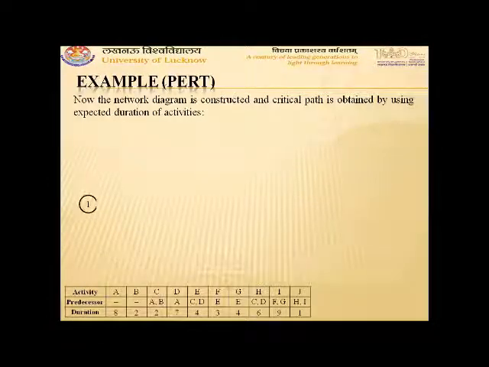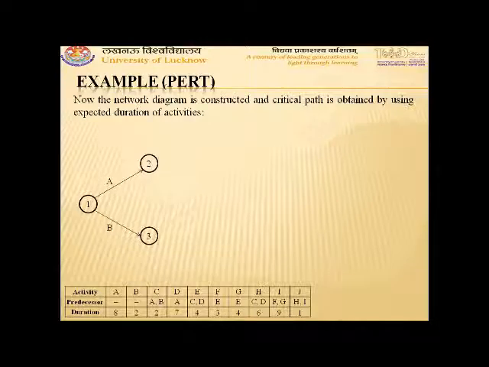Here you can see that for activities A and B, there is no predecessor. So first, activities A and B are drawn. Then activity A is a predecessor of D, so D is drawn from activity A. Activities A and B are both predecessors of C. So one dummy is drawn from activity A towards activity B, or you can say event 2 to 3, and activities C and D are drawn.